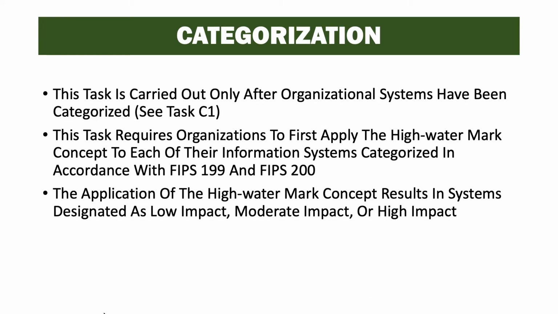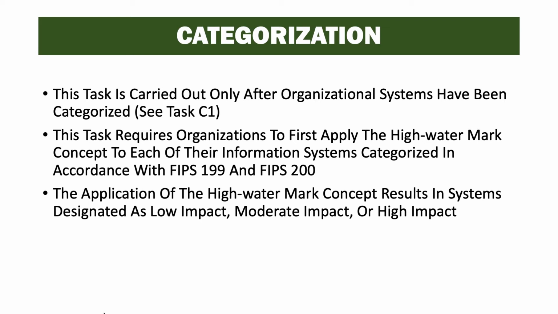This task is carried out only after organizational systems have been categorized. That's going to be conducted in task C1. So it's important to have this framework set so that when we get to task C1, systems can be categorized and then put into the framework at the organizational level. This task requires organizations first apply the high watermark concept for each of their information systems categorized in accordance with FIPS, or the Federal Information Processing Standard, 199 and 200. The application of the high watermark concept results in systems being designated as low impact, moderate impact, or high impact.